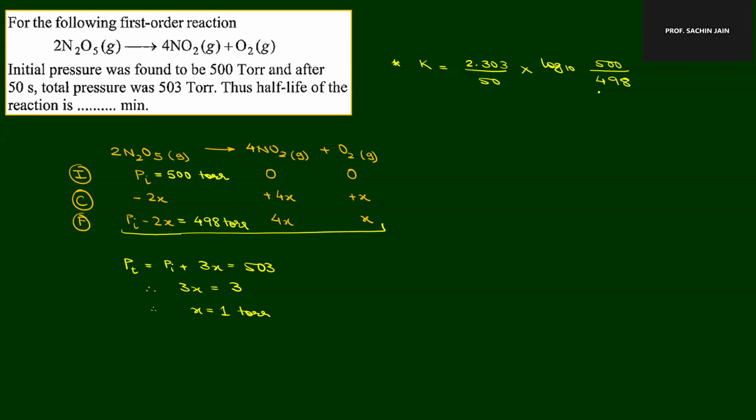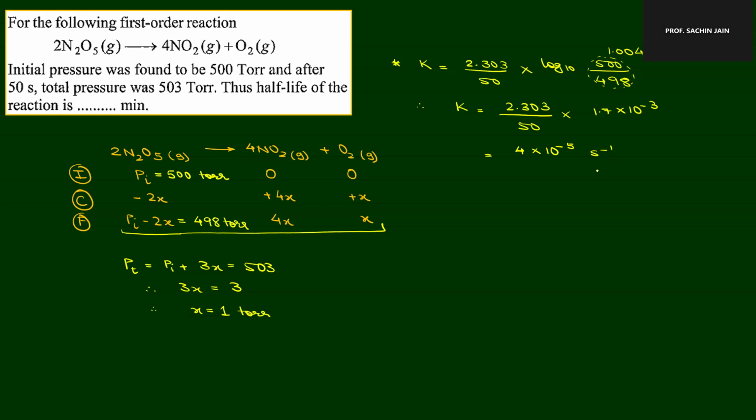500 divide by 498, 1.004 आता है ये वैल्यू, और इसका लॉग ऑफ कोर्स will be very very small, and log of 1.004 is 0.0017. So the k value will be 2.303 upon 50 times the value is 1.7 into 10 raised to minus 3. So after doing this calculation, आपको मिल जाएगा 4 times 10 raised to minus 5 per second.